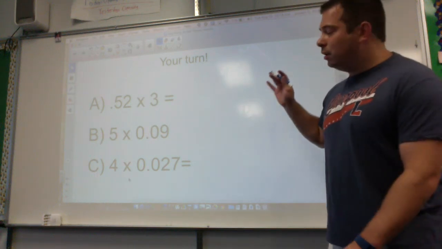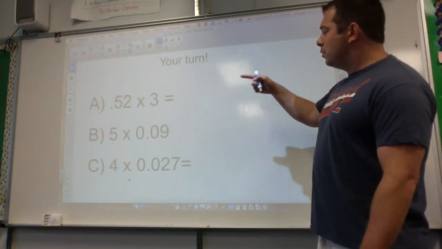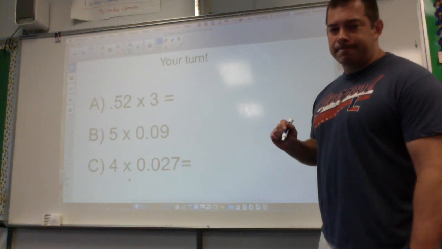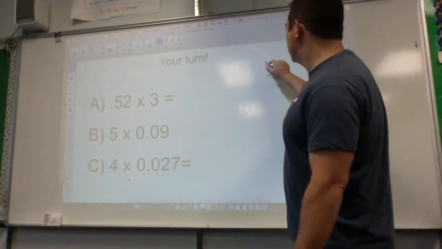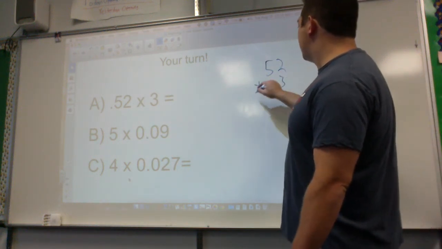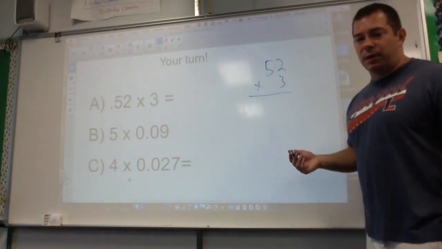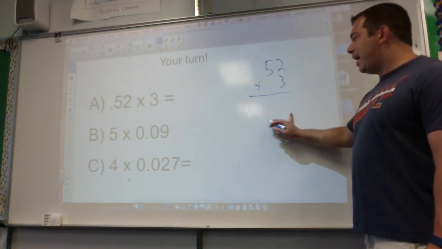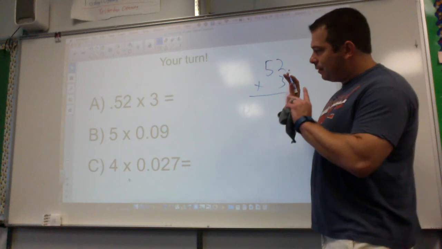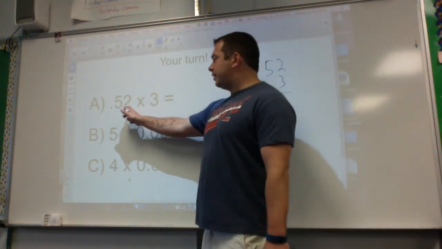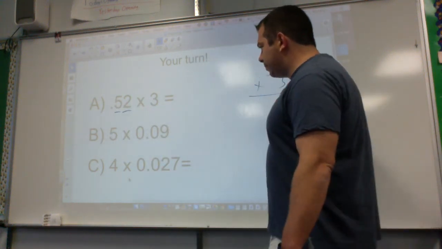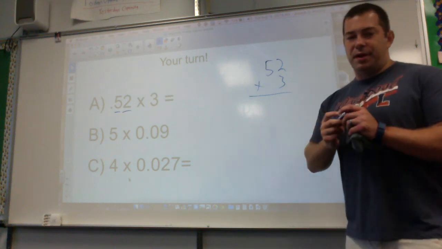Once again, I will start the first problem for you. Which one has the most digits? You're right, the 52 times 3. All right, we're going to ignore the decimal for now. We'll solve that out. Once you get your almost answer, you'll see that you have 2 place value spots to move your decimal and put it in there. You guys can do it.